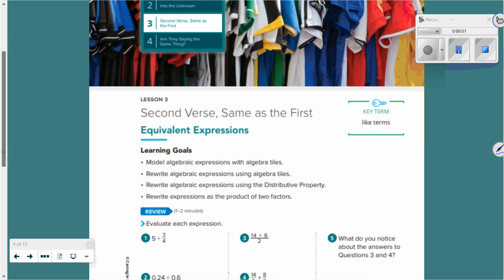We're talking about equivalent expressions today. So we are going to do some work with algebra tiles. Unfortunately, we don't have anything to do at the desk, but we'll use the ones that they have in the book for us. We're going to show you how to rewrite algebraic expressions, and we'll start a little bit on using the distributive property. So this is going to be our focus for today.